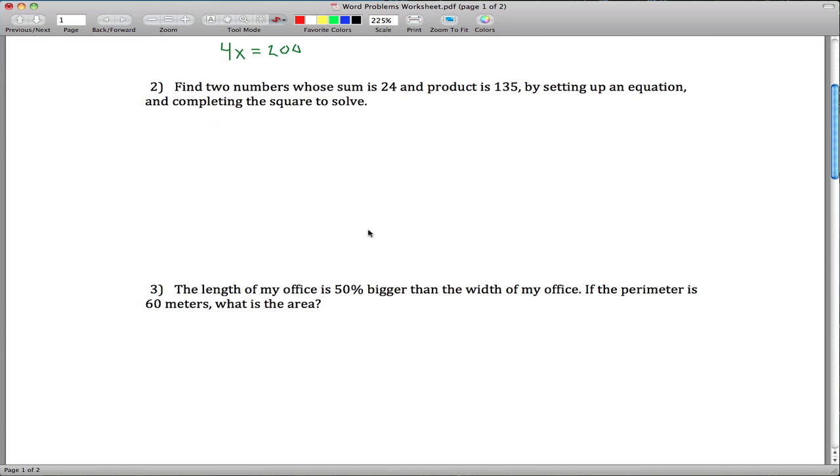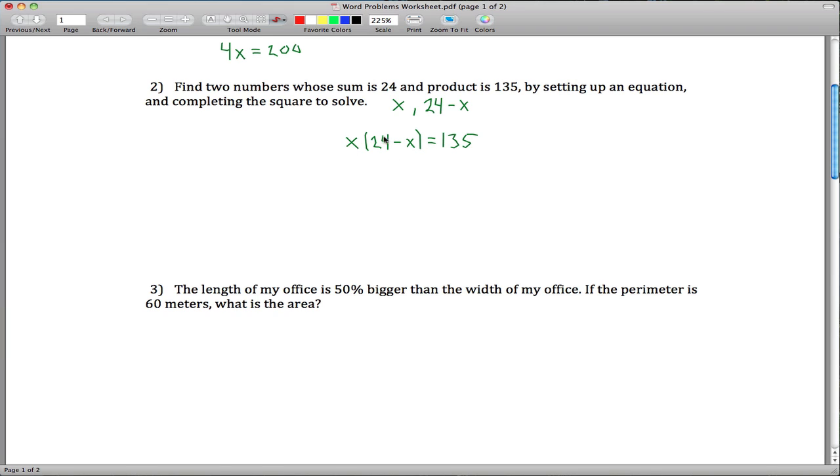This next problem: find 2 numbers whose sum is 24 and product is 135. And it says complete the square to solve this. Okay, 2 numbers whose sum is 24. If x is one of those numbers, then the other one, to add up to 24, has to be 24 minus x. So if our 2 numbers are x and 24 minus x, and the product is 135, then we know that x times 24 minus x has to equal 135.